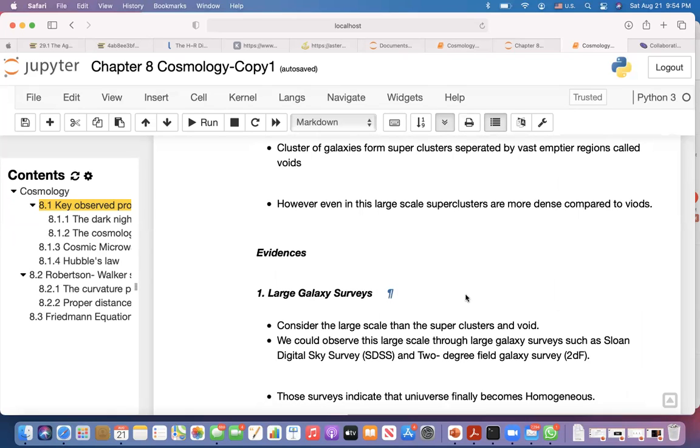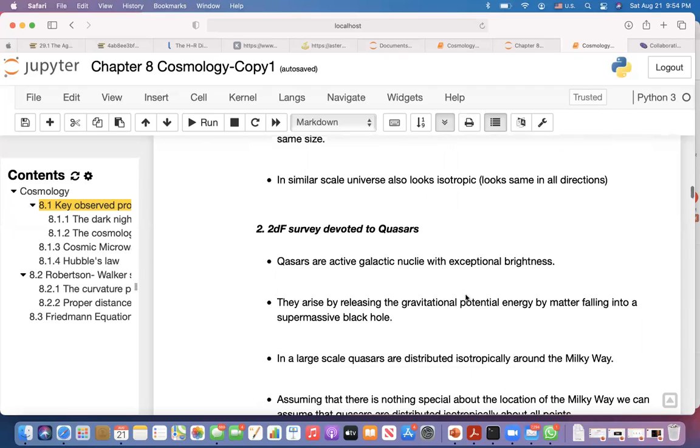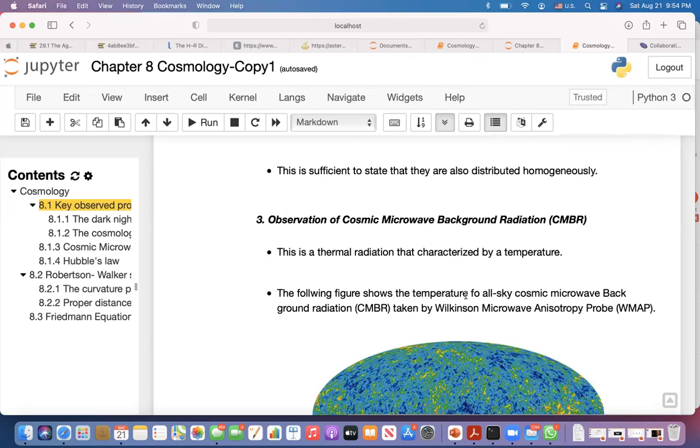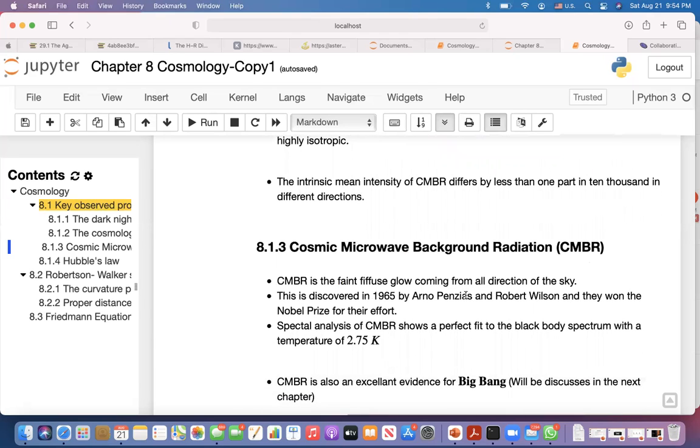Then we have discussed three evidences to tell that the universe is homogeneous and isotropic, right? That's about the large galaxy surveys, the 2dF survey devoted to quasars, and the cosmic microwave background radiation, right? So it is very important that you get these things into your mind and get an idea about what cosmology actually means. Those are the evidences that we have to tell that the universe is isotropic and homogeneous. And since this is the first time that we talk about the cosmic microwave background radiation, in the previous section I mentioned the cosmic microwave background radiation as evidence that the universe is homogeneous and isotropic.